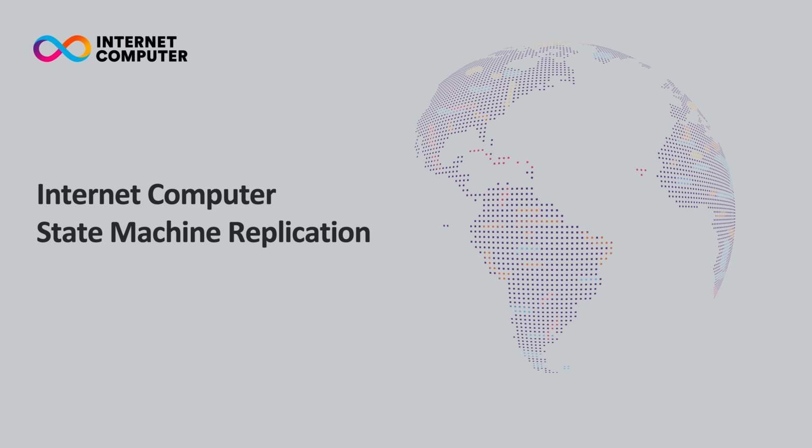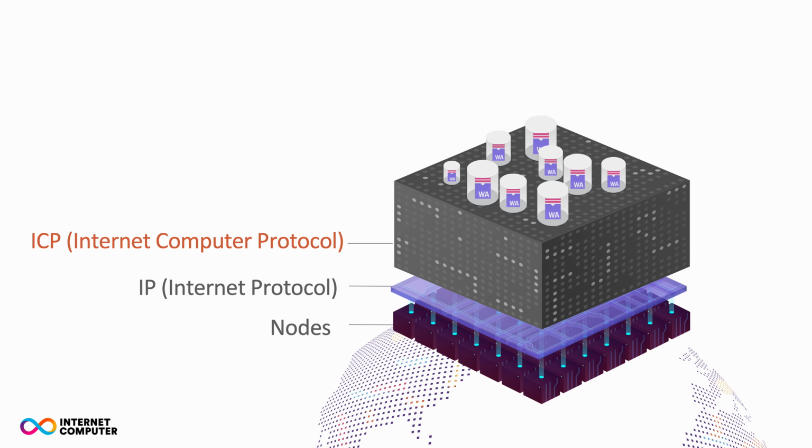In this video we take a closer look at the state-machine replication mechanism of the Internet Computer. But before we dive into this topic, let's briefly explain what the Internet Computer is. The Internet Computer Protocol, ICP for short, is a protocol that coordinates node machines in independent data centers to provide a compute platform that can host any software.